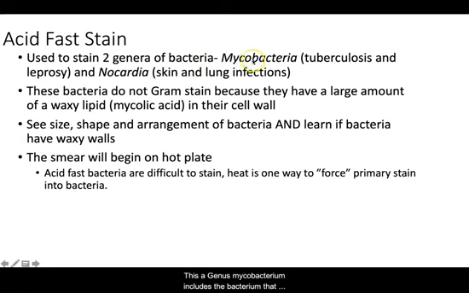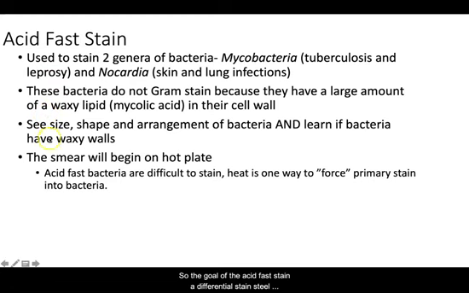This genus Mycobacterium includes the bacterium that causes tuberculosis. So that's probably the most important bacteria that's acid-fast, because across the globe, it has a fairly high disease burden and infects a lot of individuals across the planet. And so being able to identify if someone does have Mycobacterium in there can be really important. There's one other disease that's listed here under Mycobacterium, which is it causes leprosy as well. But again, tuberculosis is by far the most abundant acid-fast bacteria that is affecting humans on the planet.